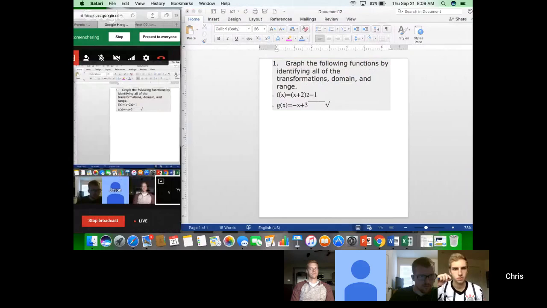So it says graph the following functions by identifying the transformations, domain, and the range. Okay. Let me set up a graph here.